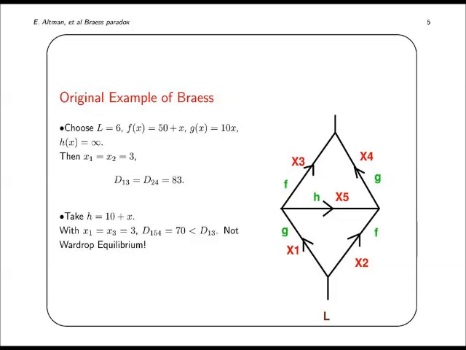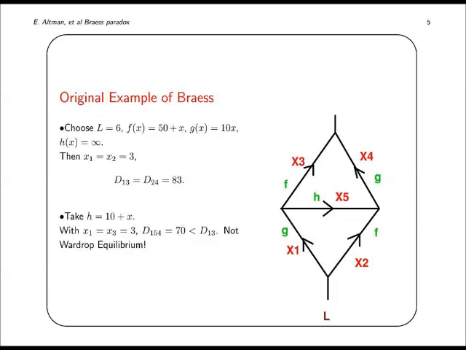So L was equal to 6 there. The cost function f is given by 50 plus x. So this is the cost of links 3 and 2. And the cost g that appears in links 4 and 1 is just 10 times x. In the beginning there is no link 5, so this is as if h(x) were infinity. In that case, and because of symmetry here, we get half the flow going through the right path and half through the left path, so it's 3 everywhere, which gives us, as f plus g, a cost of 83 at each side.